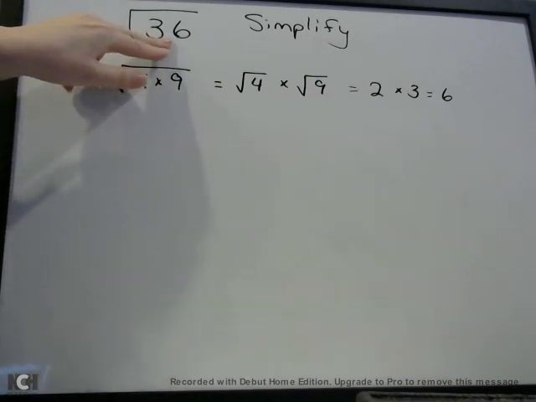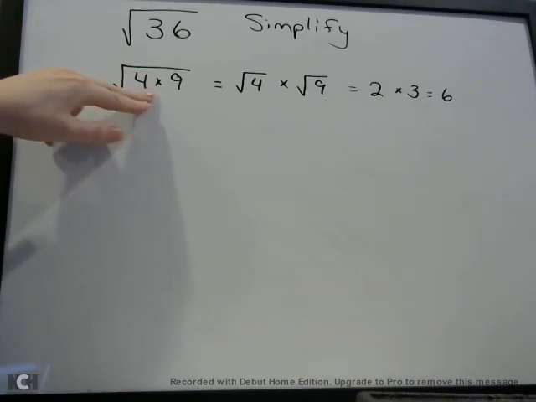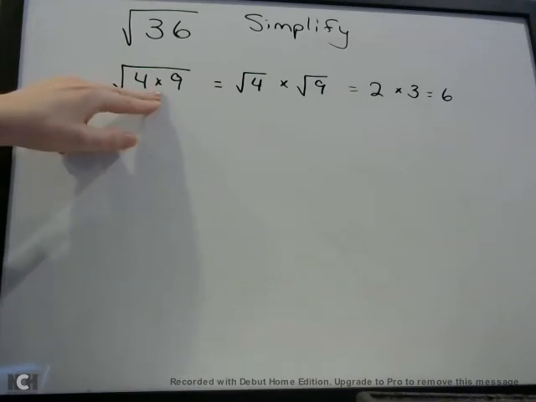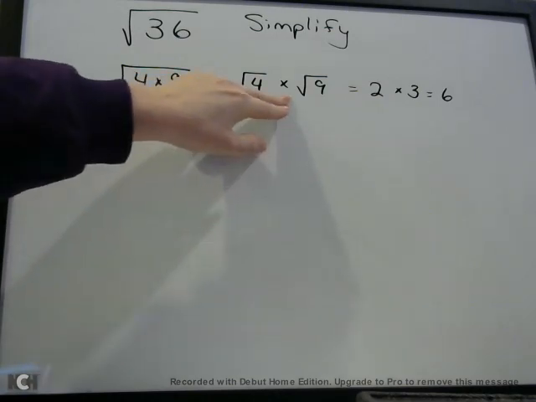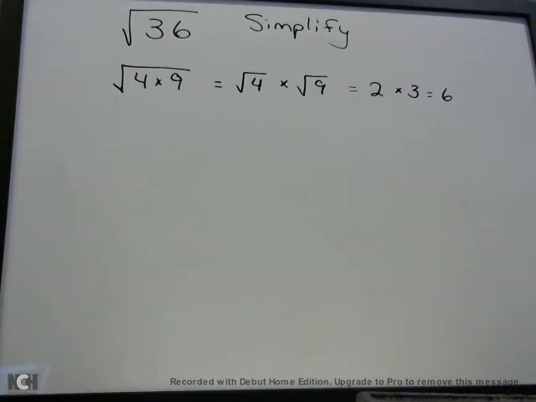So you have your number here, you try to break it into a multiplication of numbers that you know the roots of, and because we're multiplying, we can write it like this. We can break these out and then solve the problem.